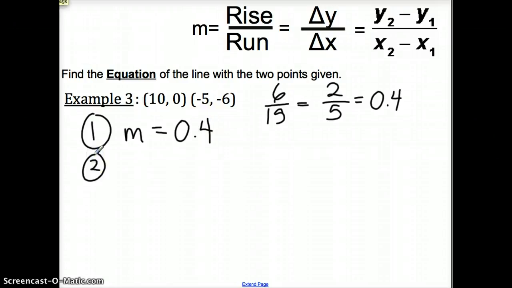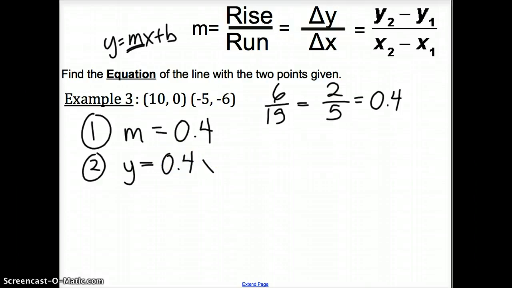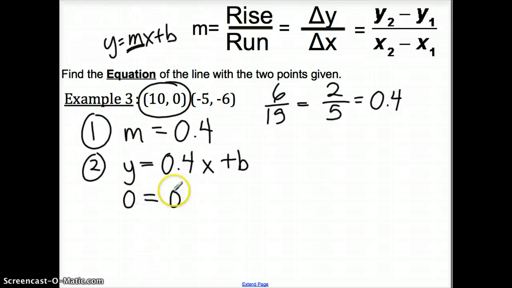Step 2, I'm going to plug in what I know. So where m is in y equals mx plus b, I'm going to plug in the number I have, 0.4. X plus b. So I'm now going to plug in a point to check what the b has to be. So I'm going to plug in the one with 0, because 0 is always easy to work with. I'm going to put 0 in for y and 10 in for x. And I'm going to solve for b.